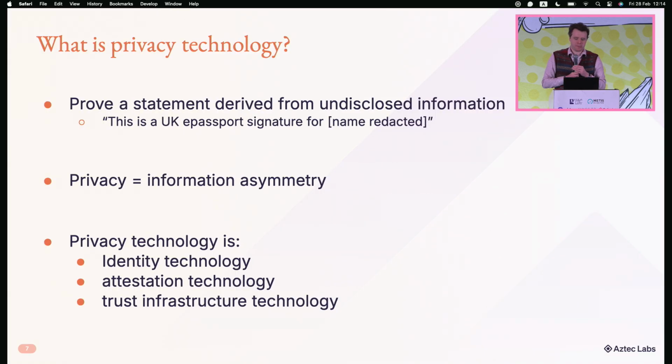But why does privacy matter? What is privacy to begin with? Privacy for me is being able to prove statements derived from undisclosed information. Like I have a UK passport. Here's a digital signature of that passport, but I'm going to hide my name and my age. It's information asymmetries. It's being able to vote, and your vote can be counted into the total, but nobody knows how you voted. That's an information asymmetry. It enables things like identity technologies. It enables you to bring information from Web 2 and put it into Web 3 and attest about what's happening in the real world. And it enables you to build trust infrastructure.